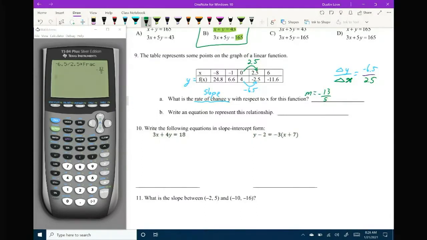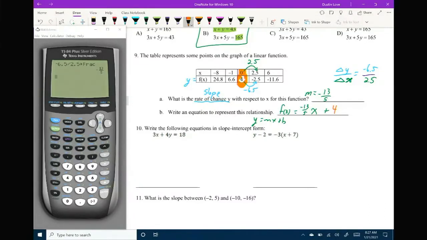Now, write an equation. We're looking for basically y equals mx plus b, and I'm using f of x just because the problem said f of x instead of y. So I need my slope, which is my m value. I'm going to pull that in, negative 13 over 5, plus now my b value. Remember, we find b at the place where x equals 0. I see x equals 0, which means that 4 is my y-intercept. So f of x equals negative 13 over 5 x plus 4.